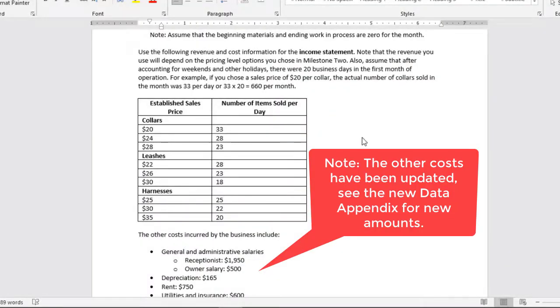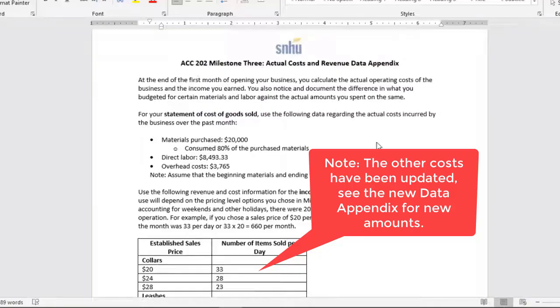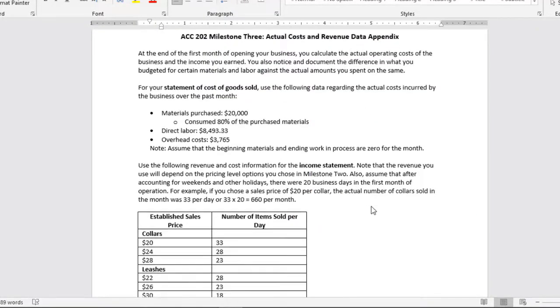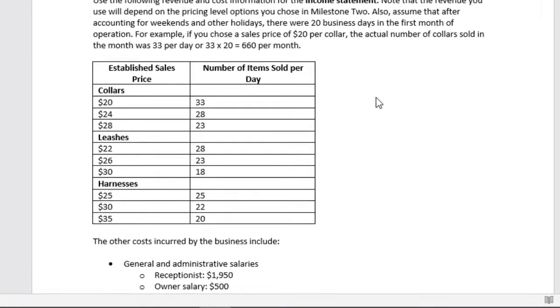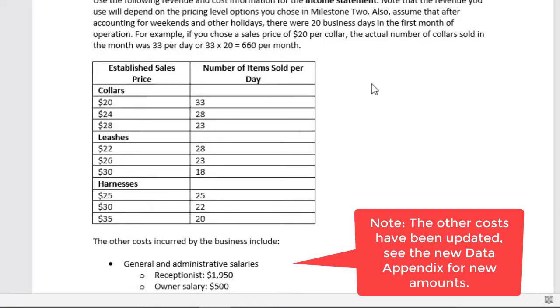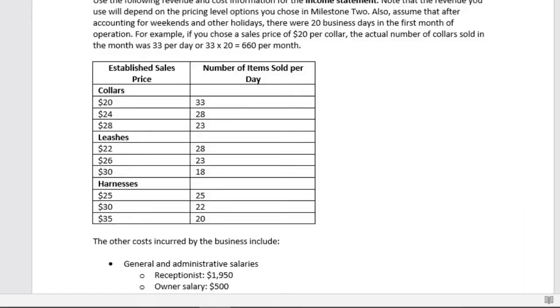So first things first, on our data appendix they provide us the number of items actually sold per day, and then the prices that you decided. So you decided on a price previously, and they gave you an estimate for how many you would sell. However, these are the actual numbers you sold.